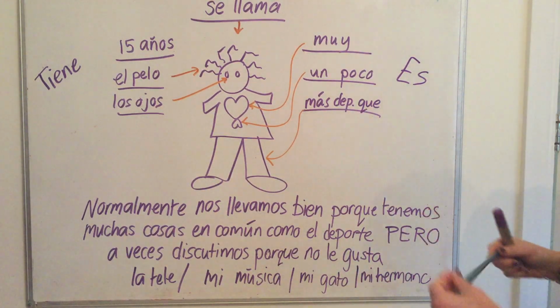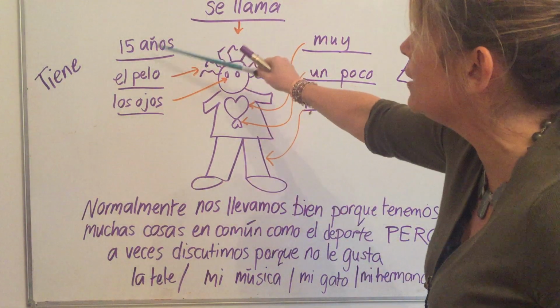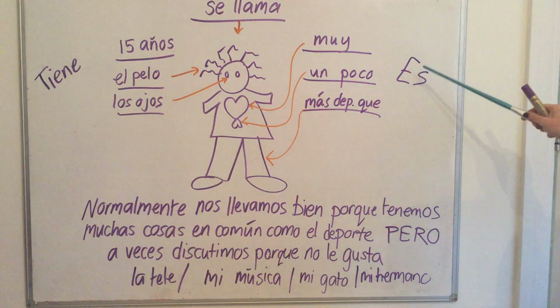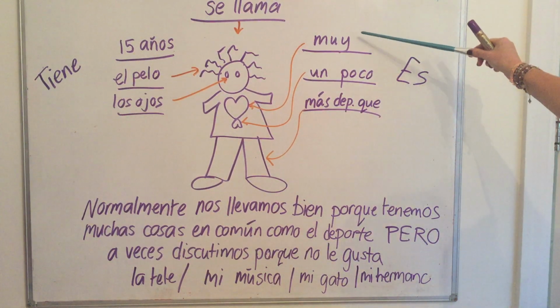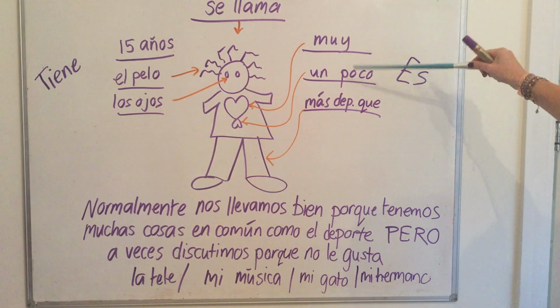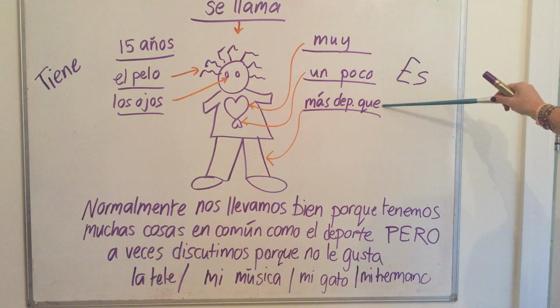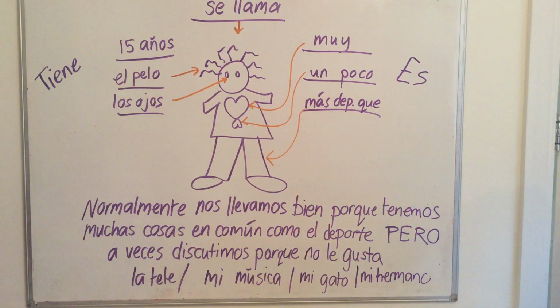Because in Spanish, we need to use tener, to have, for age, hair and eyes. We need to use ser, to be, to say what they are like, say a very this, but a little bit that, and more sporty than me. That's what's going on here. Let's take you through it.